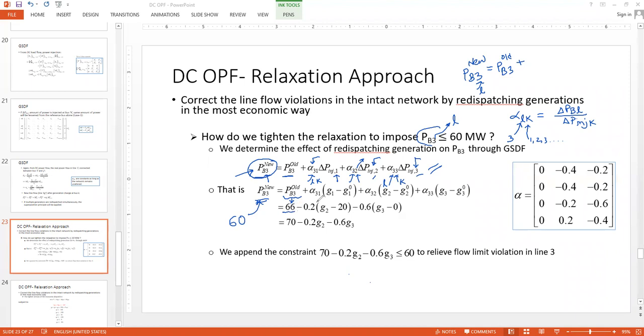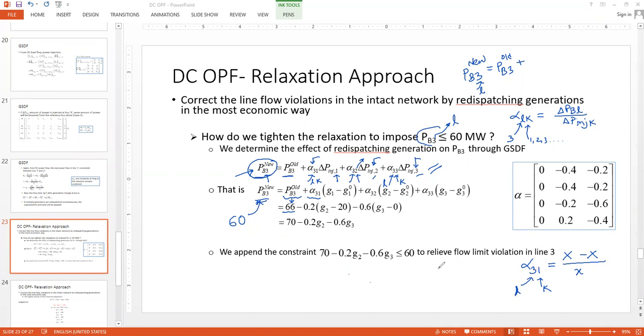Then alpha 3, 1. What is alpha 3, 1? Alpha 3, 1 can be taken from this matrix, this is our alpha matrix. So this is our L and this is our K, and I have to take the xik minus xjk entries divided by xij. So I have to know what are the indices of I and j for this line number 3.